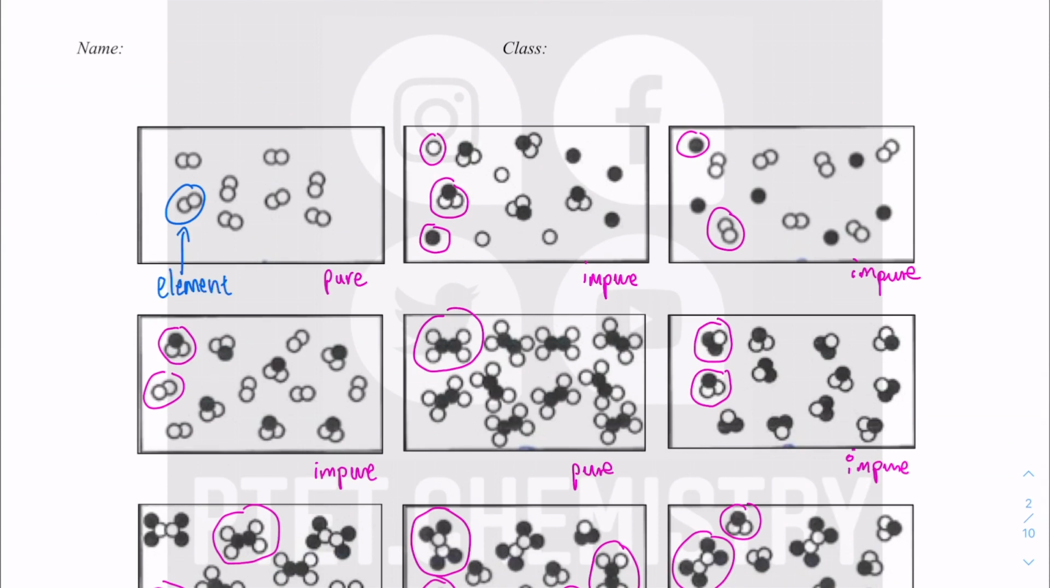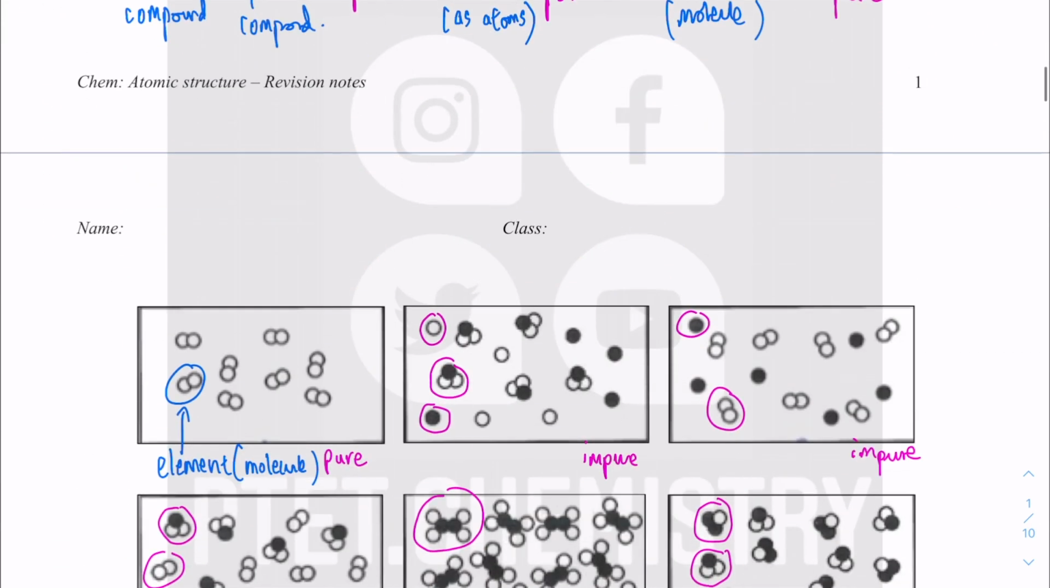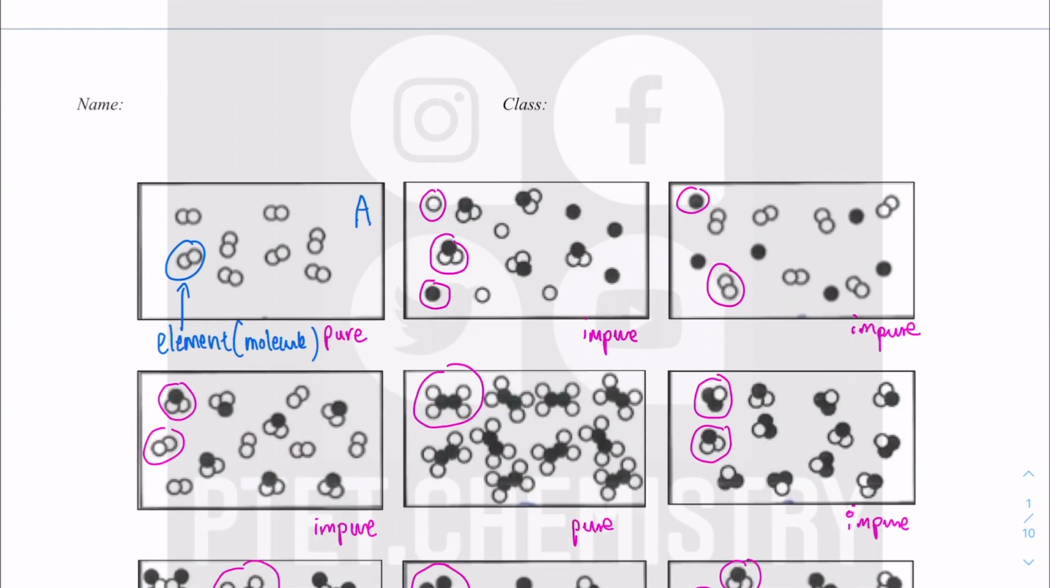So these are elements, because they only contain one kind of atom, but they are actually molecules. Remember, molecule is not the category that we talk about here. A molecule consists of two or more atoms combined together, but a compound consists of two or more elements chemically combined together. That's the difference. An element contains only one kind of atom, so this is not a mixture, because it's pure. Elements can be atoms or elements can be molecules.